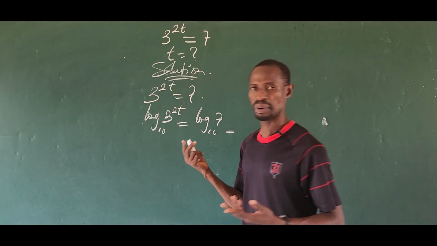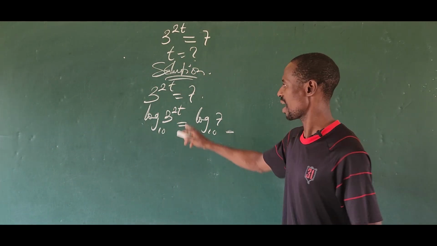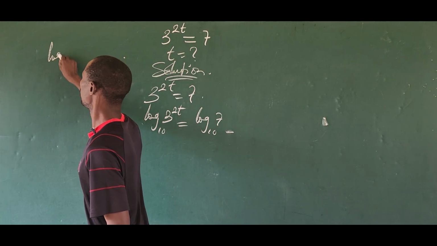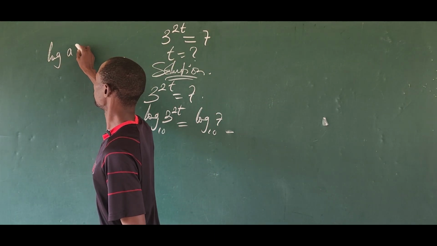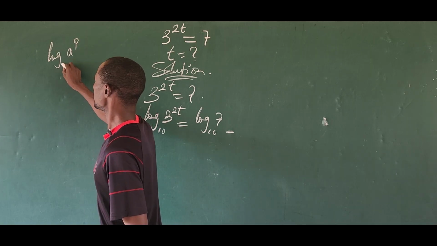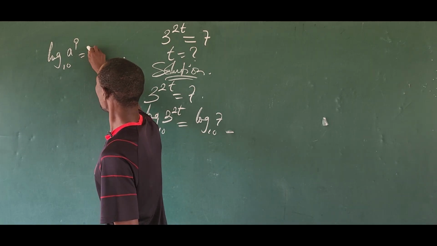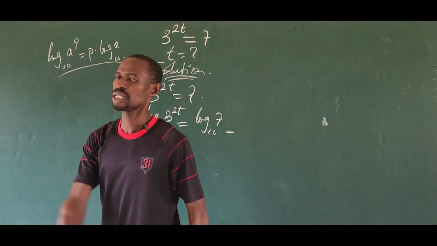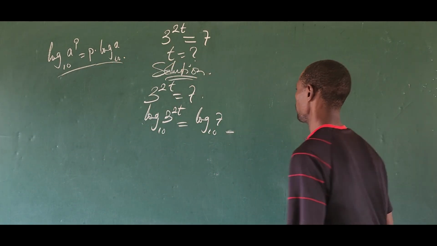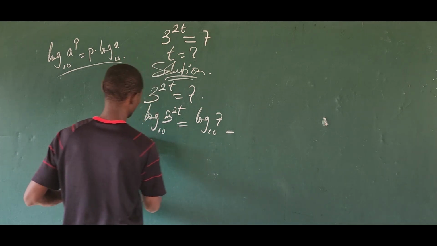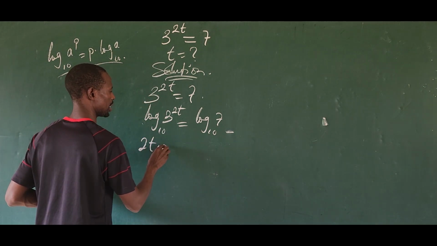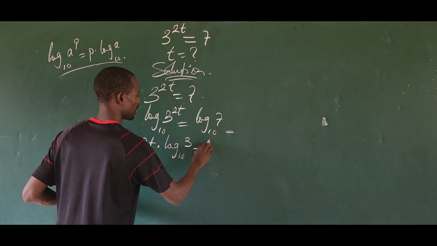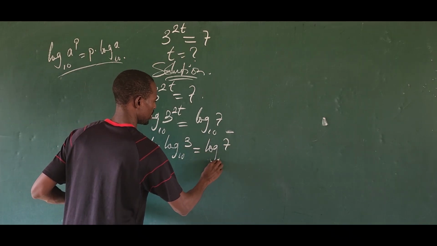Easy. Applying the property of logarithm, which says that when you have a power, then take it backward. If you have log of a to the power of p, base 10, then this equals p times log a, base 10. This is what we call the power law of logarithm. So if we consider this, we move the 2t back here, times log 3 base 10, equals log 7 base 10.